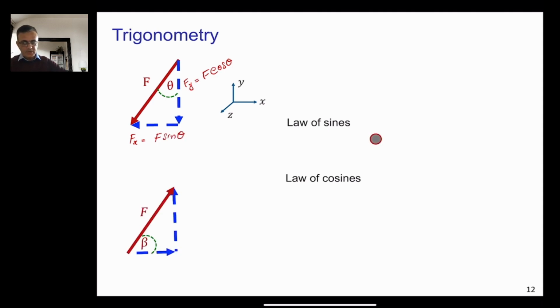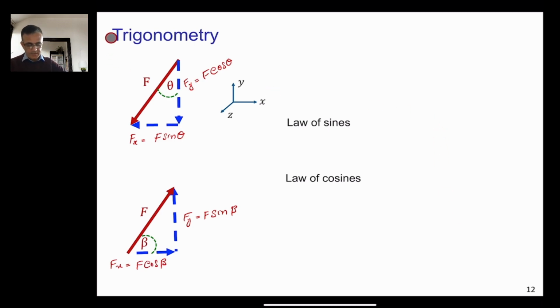But if you consider this figure here, and again if you consider the same coordinate system, in this case then the Fy, which is this component of force, will become F times the opposite side to beta. So the opposite side will always be F sin beta, and then the adjacent side, which is this side here, Fx, this will become F cos beta.